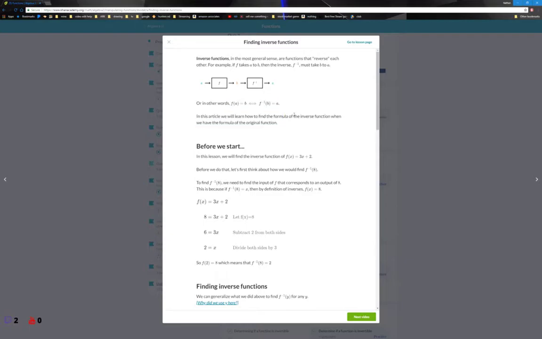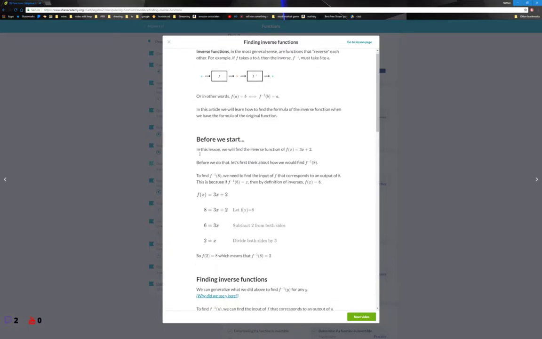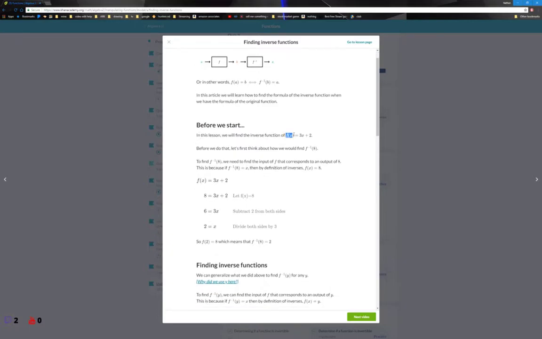In this article, we learn how to find the formula of the inverse functions when we have a formula of the original function. Before we start, in this lesson, we will find the inverse function of f of x equals 3x plus 2. Before we do that, let's first think about how we would find f inverse of 8.